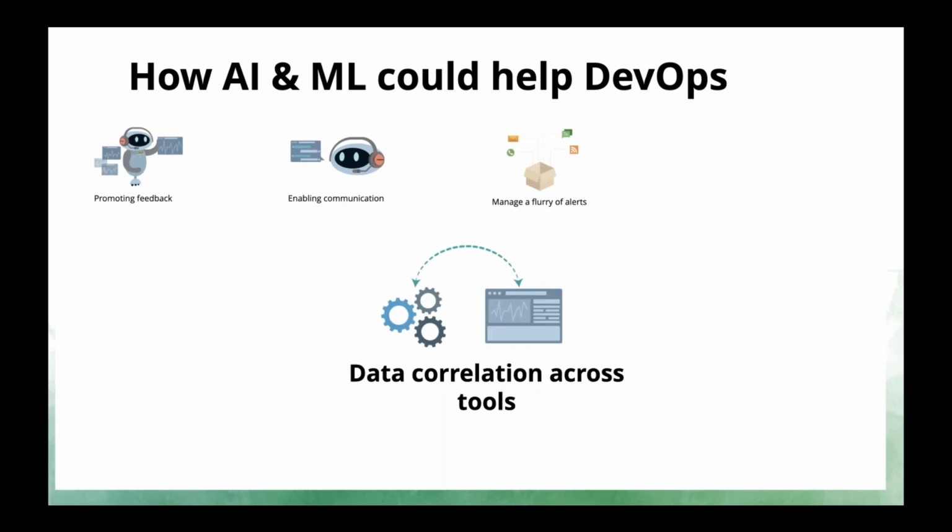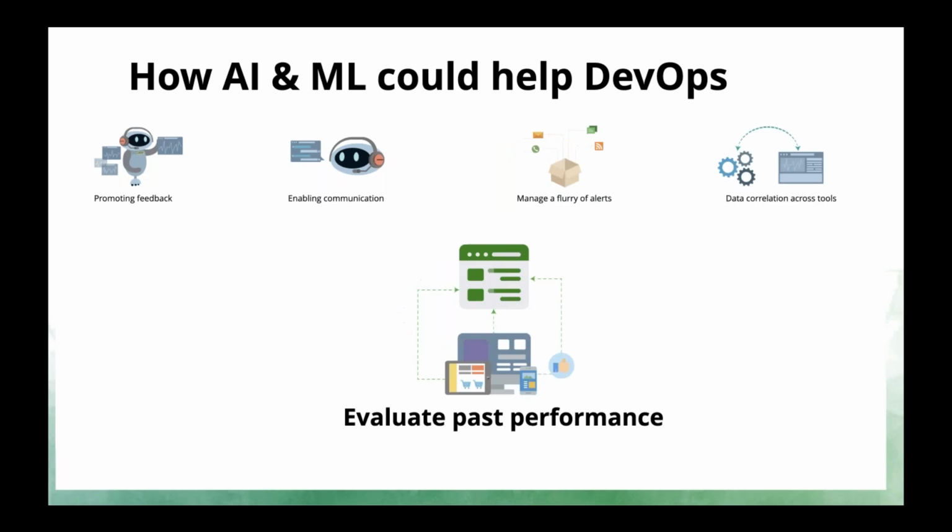AI techniques can also be used in data correlation across tools. As I said, various tools are being used to monitor the different layers in the cloud architecture. Now there is data from different tools in different formats. So you need to have a correlation across this data and see a unified view. AI can help in doing that.